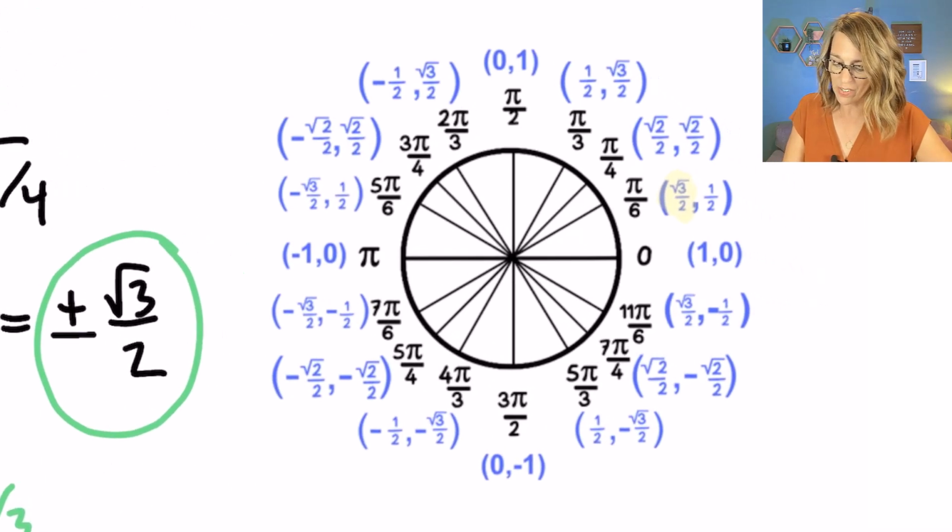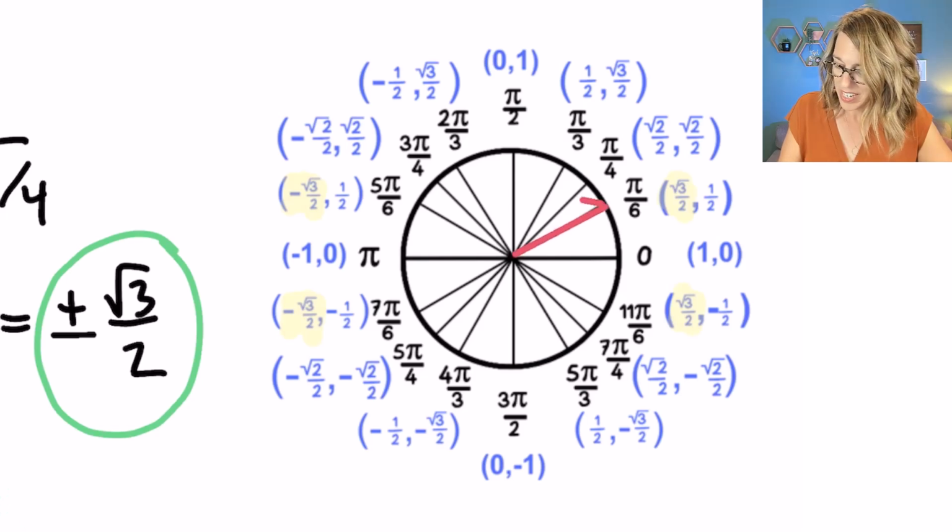Again, just looking at those x values, I've got one over here at 5 pi sixths. I've got another one there at 7 pi sixths. And then finally, in that one rotation of the unit circle, I have another x value of radical 3 over 2 there at 11 pi sixths.